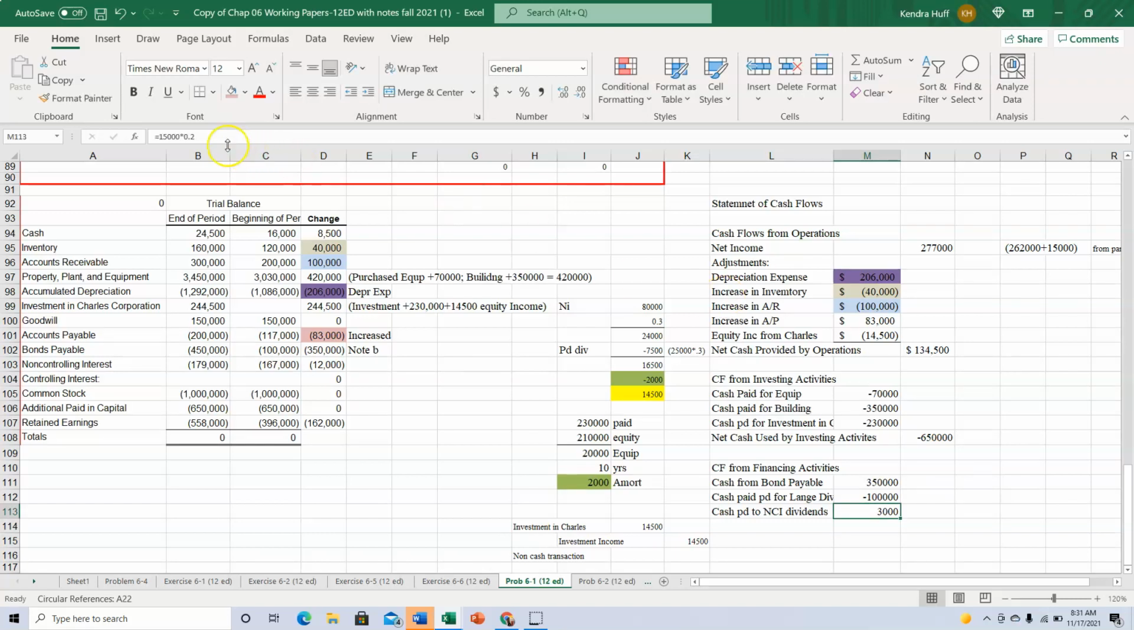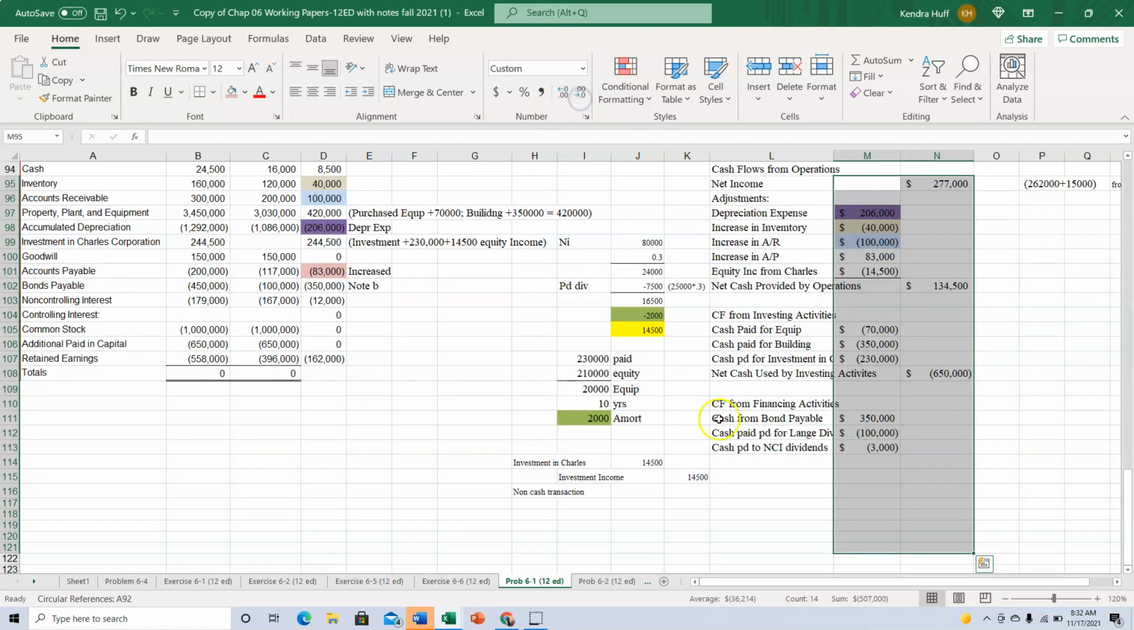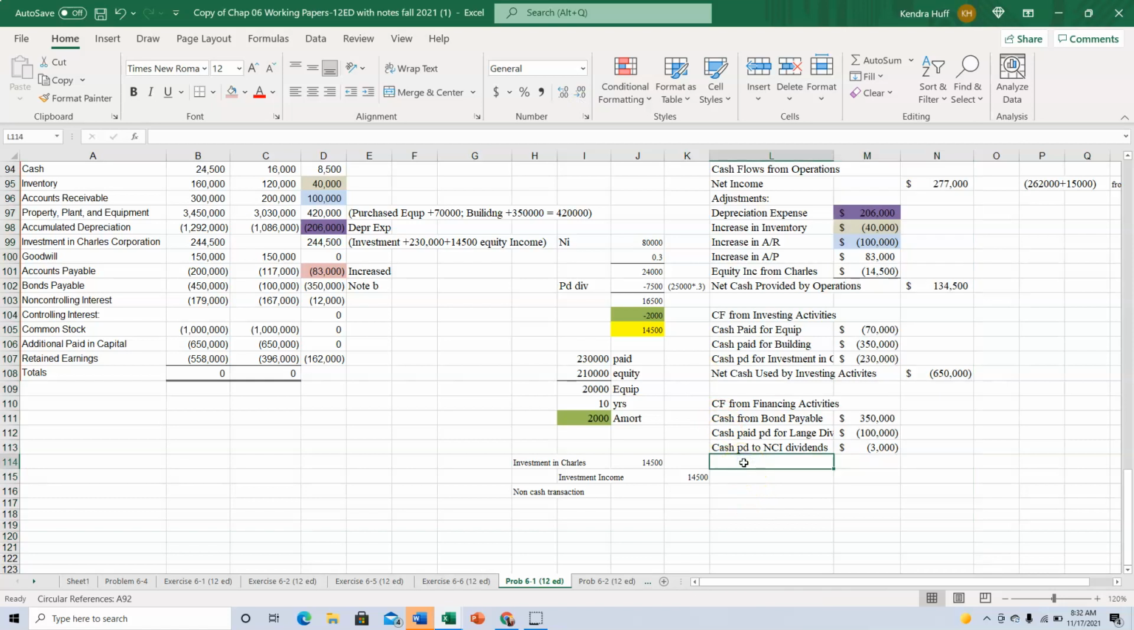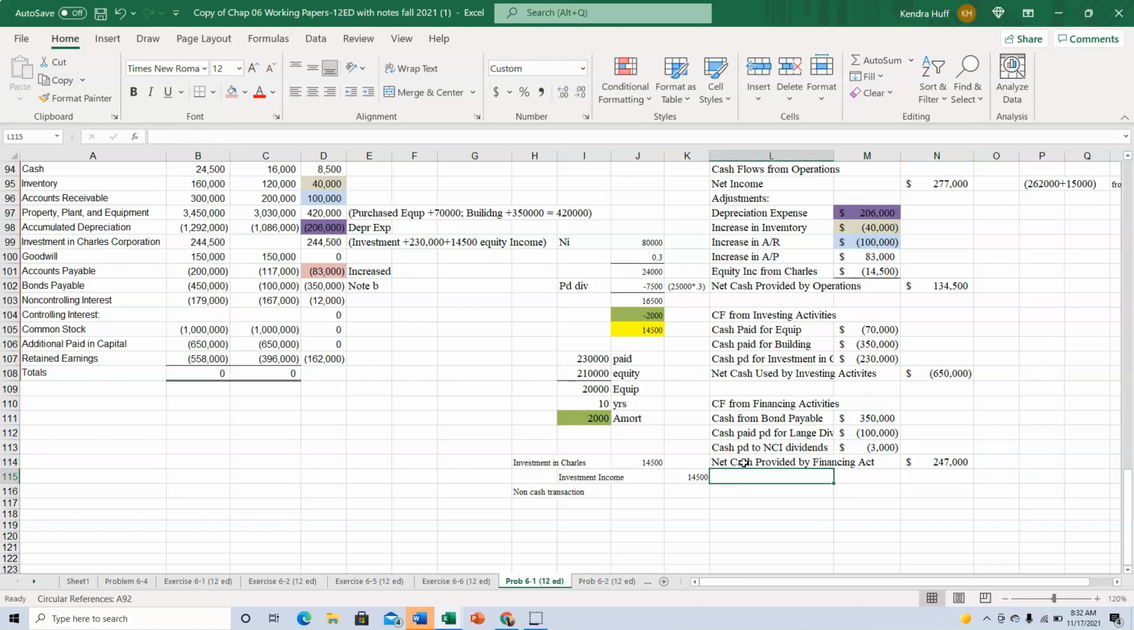Oh, I need a money sign for that. Probably doesn't all need to have a dollar sign, but I don't want to mess with it. All right, so that's net cash, probably provided, right? By financing activities. I'm going to sum up those three. Okay, so then you add these three up. And we have increase in cash. Now we're going to have a decrease in cash.